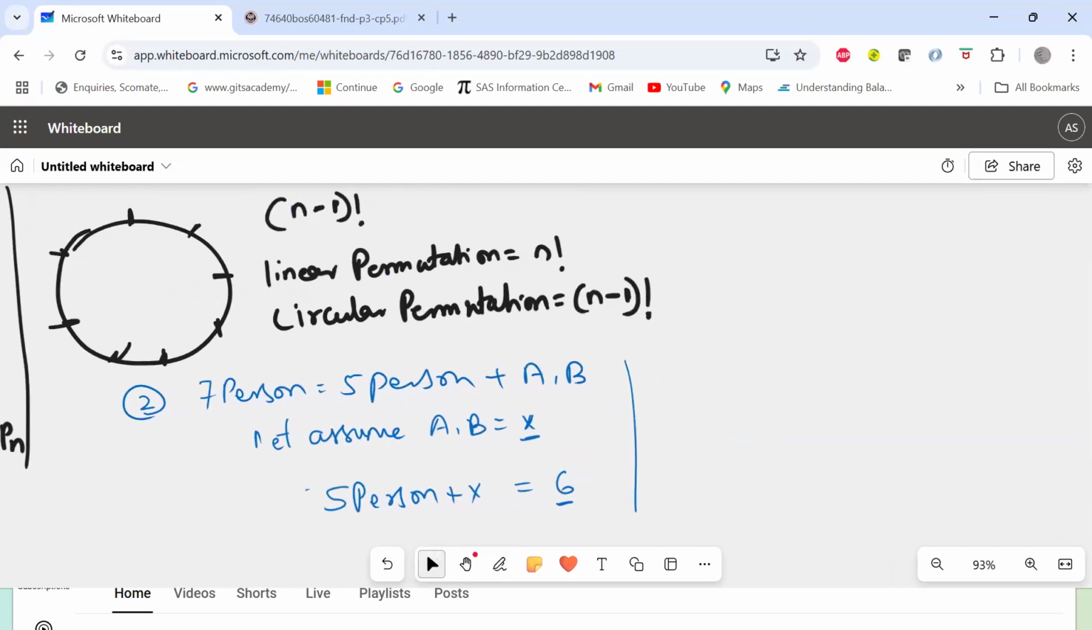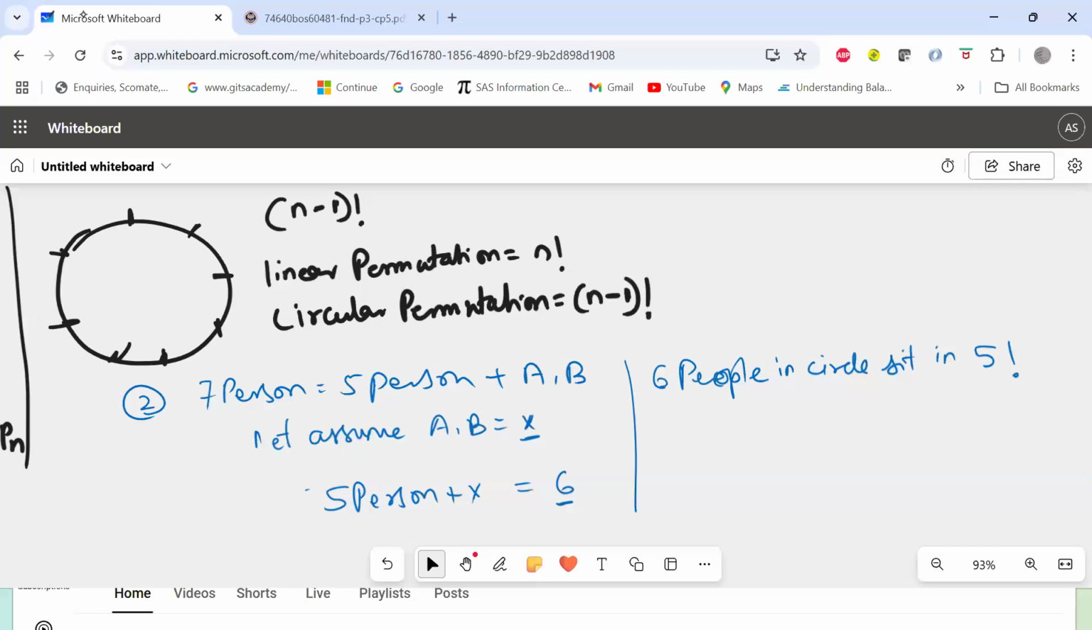The 6 people in a circle will sit in 5 factorial ways.